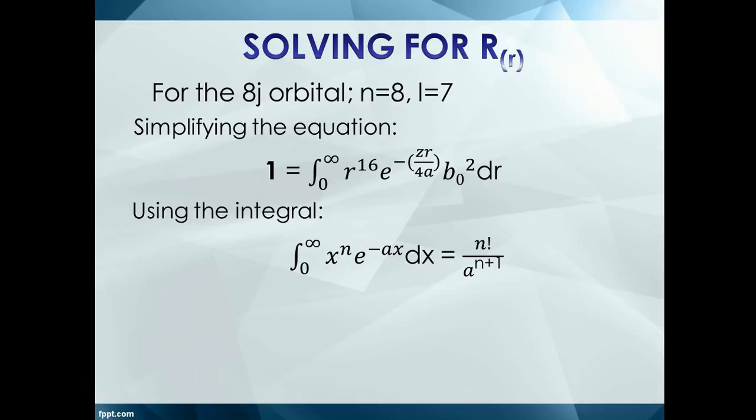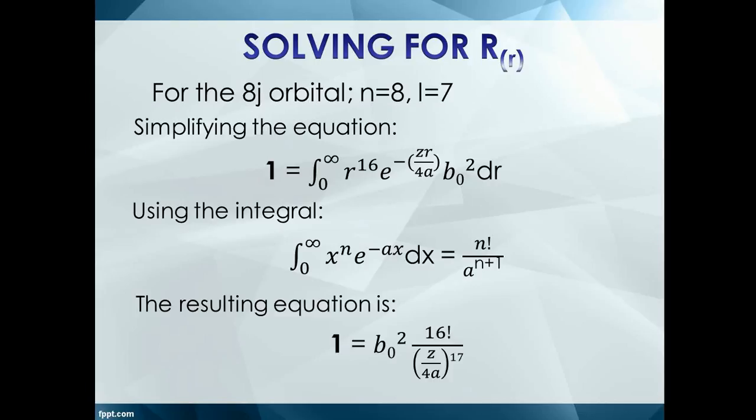Then using the integral from 0 to infinity of x raised to n e raised to negative ax dx is equal to n factorial over a raised to n plus 1, the resulting equation is 1 is equal to b sub 0 squared times 16 factorial over Z over 4a raised to 17.